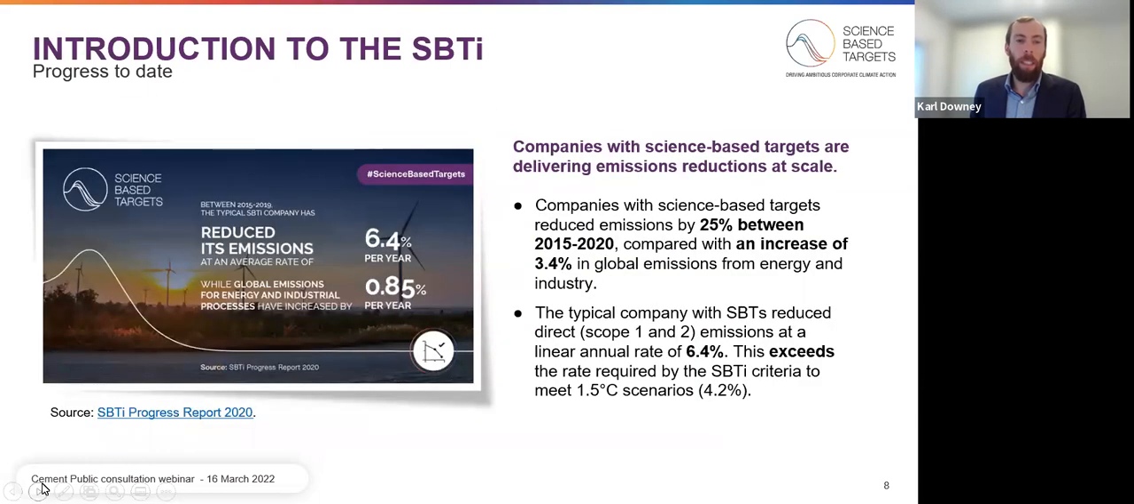And what is the impact of this in terms of emission reductions? We see that companies who have science-based targets decarbonize faster than the market as a whole. So companies with science-based targets reduce their emissions by 25% between 2015 and 2020, compared with an increase of over 3% in global emissions from energy and industry over the same time period. And a typical company with science-based targets reduced direct emissions at an annual rate of 6.4%, which exceeds even the rate required by the SBTi to meet the 1.5 degree scenarios, which is a 4.2% annual reduction.